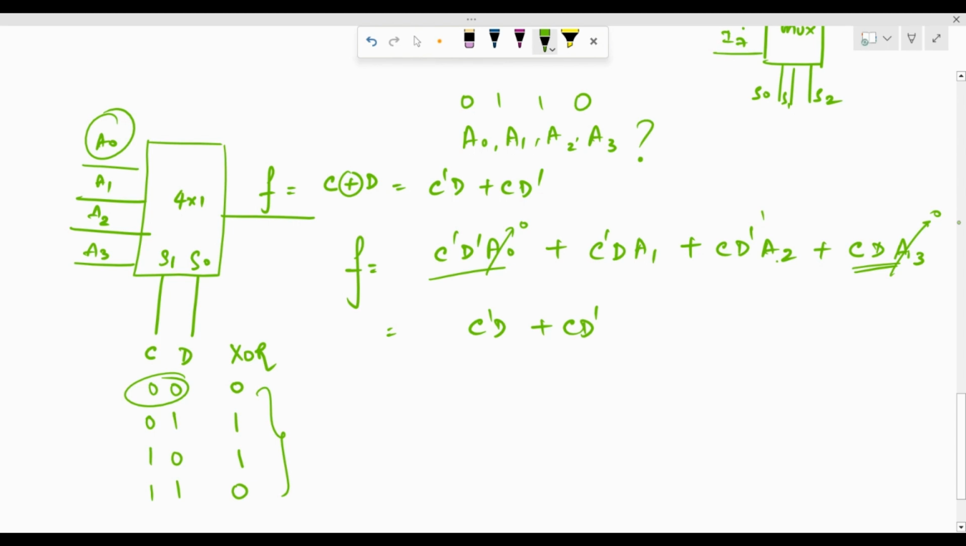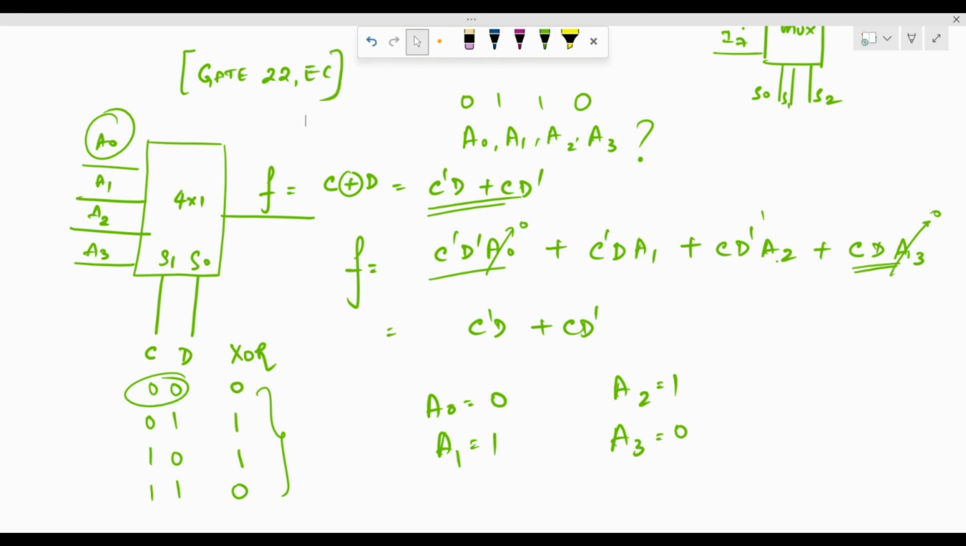So we see that by substituting these values to A0, A1, A2, A3, which is nothing but the output of the XOR gate, which we found out intuitively, we do get the expression for C XOR D. So the answer to this question is A0 is going to be 0, A1 will be 1, A2 will be 1, and A3 is going to be 0. So this was asked in GATE in the year 22 in the EC paper.